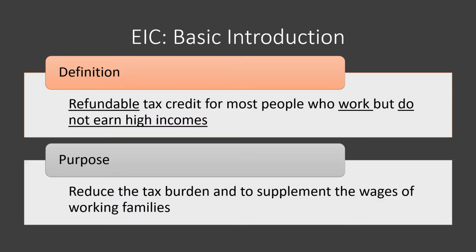So I know I gave you a sneak peek on the last slide, but just as a basic introduction to the Earned Income Tax Credit, it can be shortened to EIC or EITC. A lot of times you'll see that. The basic definition is that it's a refundable tax credit for most people who work but do not earn high incomes. Its purpose is to reduce the tax burden on these individuals and families, and to also supplement their wages.